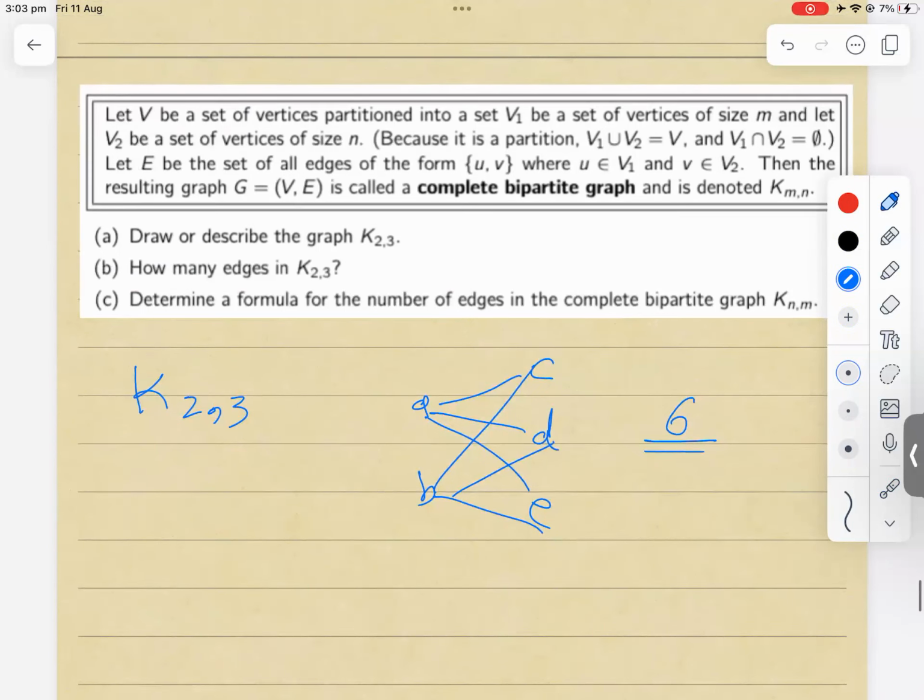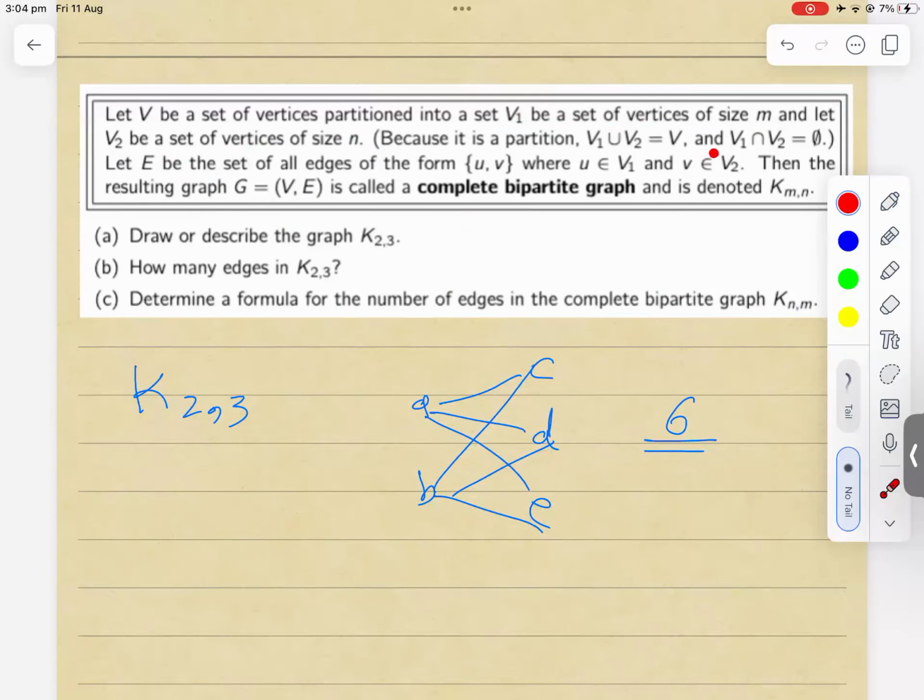So how about the definition of this one? Complete bipartite graph: let V be the set of the bipartition, with V1 a set of vertices with size M, and V2 the vertices of size N. So K N M. It doesn't matter, K2,3 or K3,2. It's just the same thing.